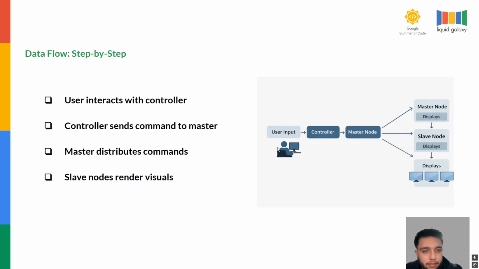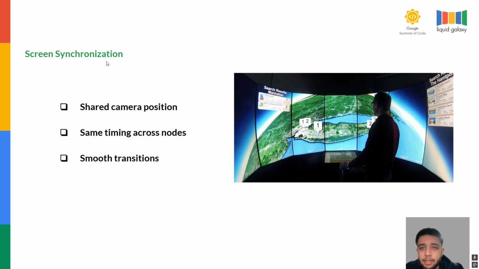Now, as we can see here in the picture, the user controls the master node through this Liquid Galaxy controller and sends commands to the master node. This master node then controls its own display and also the slave displays through commands, and in this way all these three displays stay in synchronization. For example, when a user zooms into a city, the input is captured by the controller, processed by the master, and the master sends this data to the slaves and all screens zoom together. This ensures a smooth and consistent experience. Now we'll go to the next slide, screen synchronization.